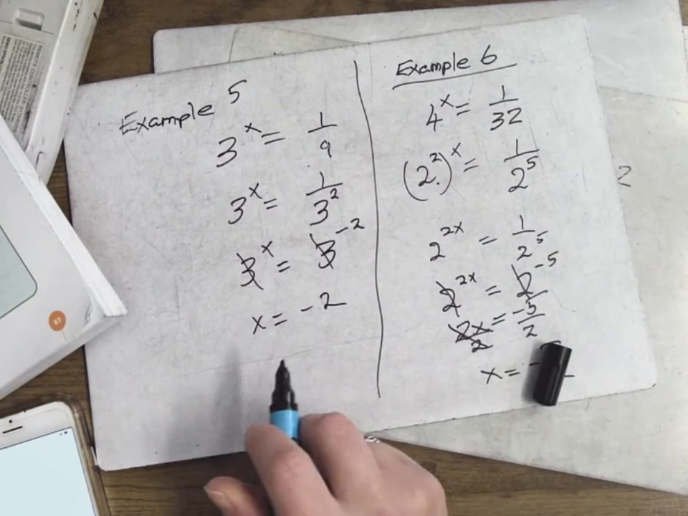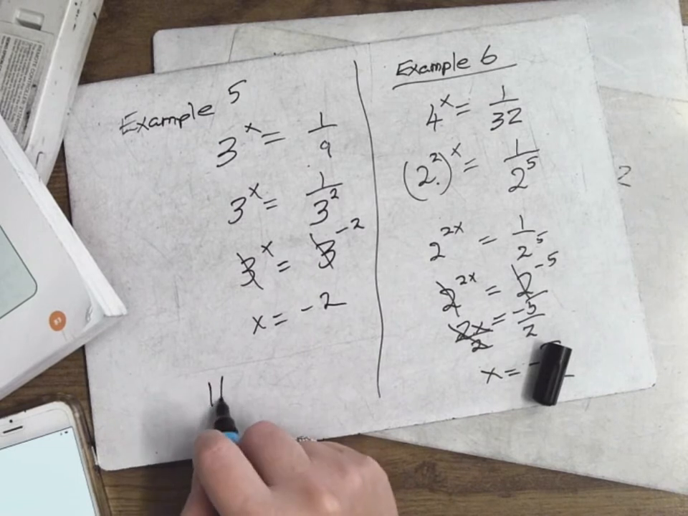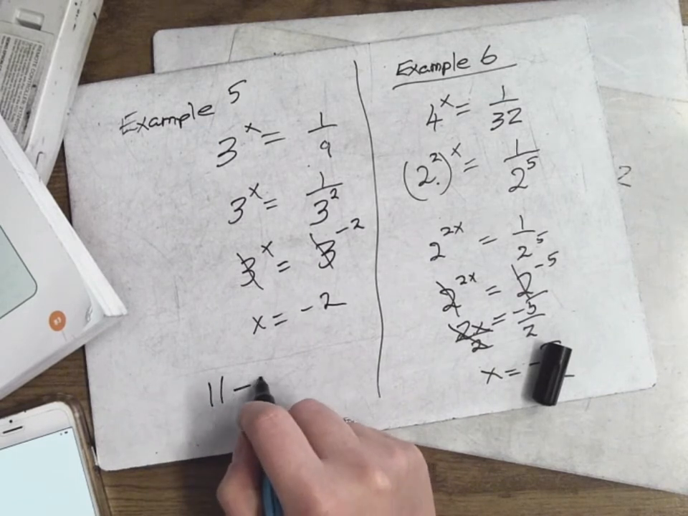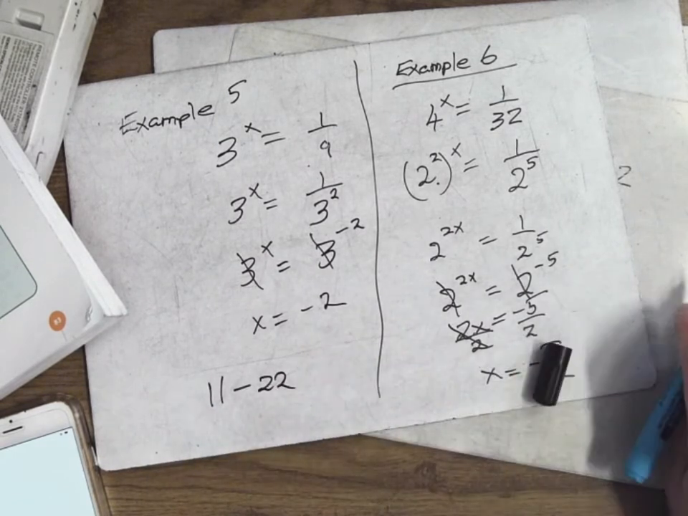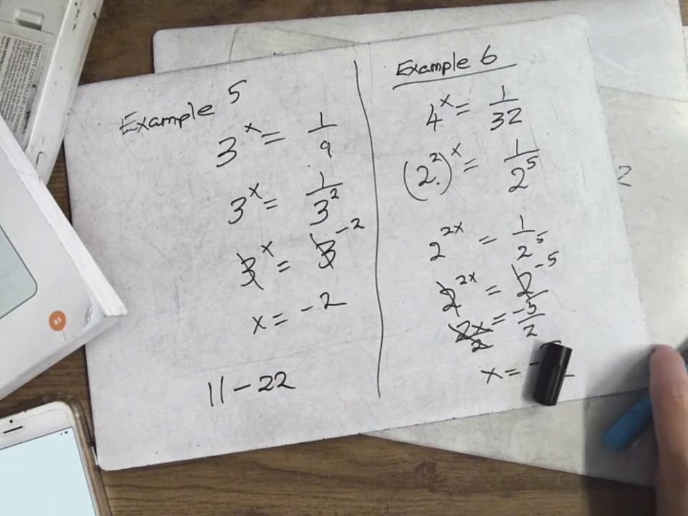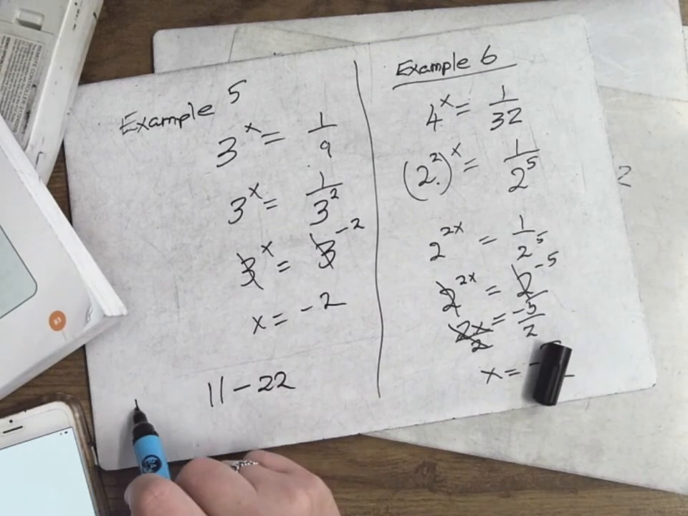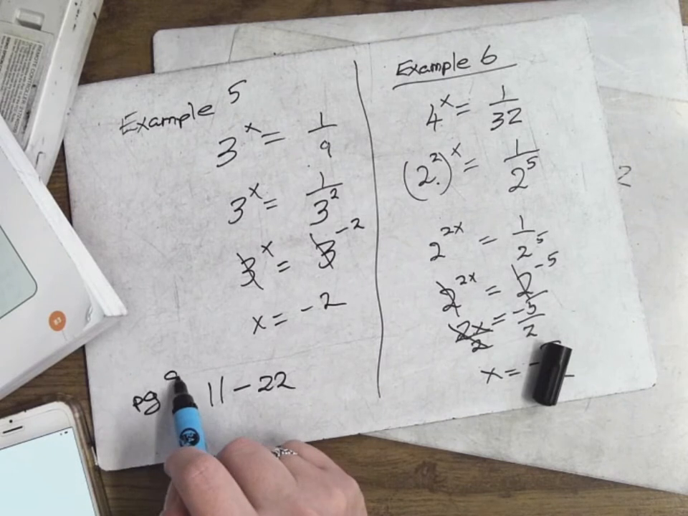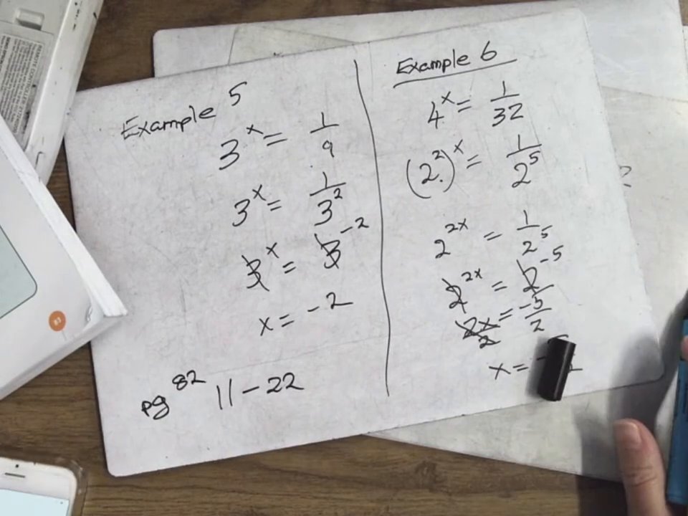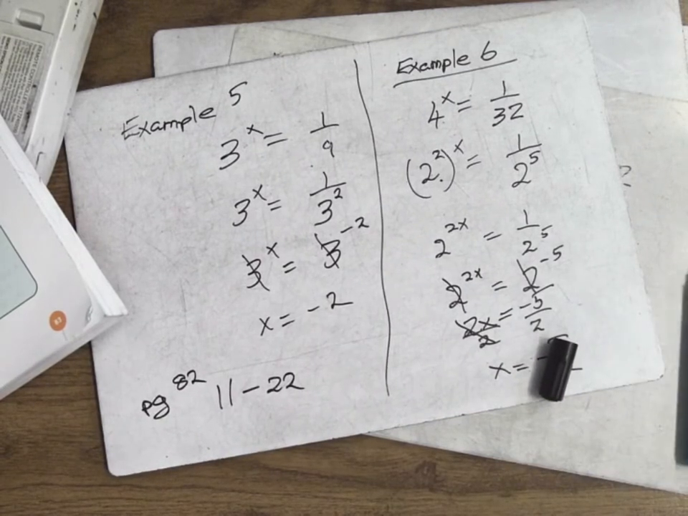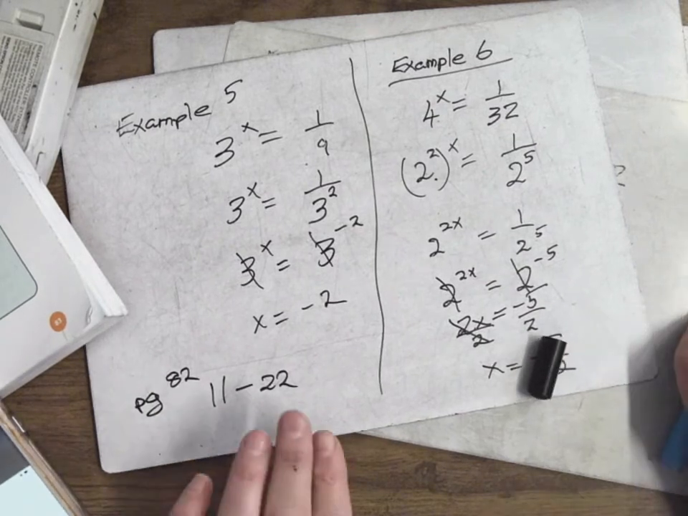Right, okay. So I want you to do 11 to 22, for now and for homework. It's page 82. 11 to 22. Do you know what? 11 to 23.